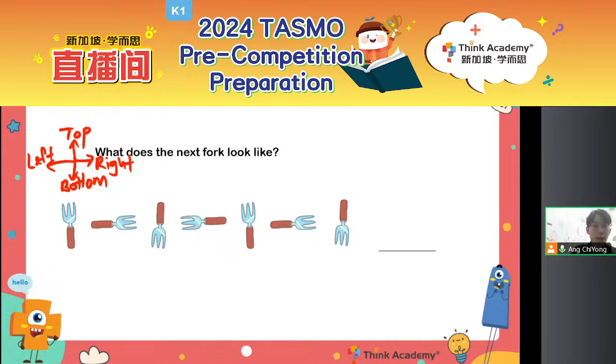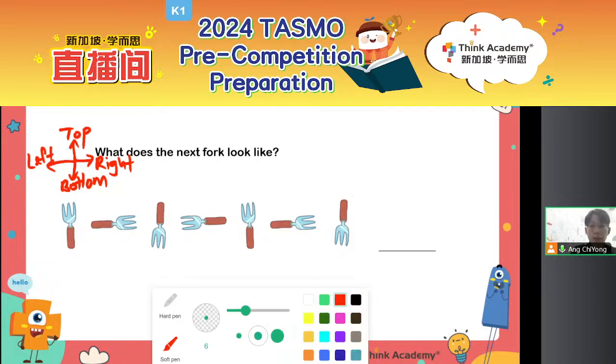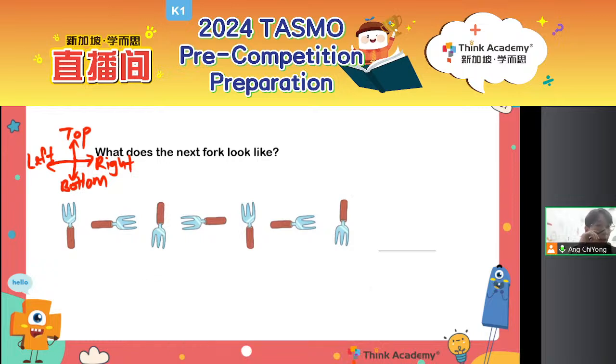Now, what about the second one? What are we looking at? Remember, at each fork, we are focusing on the same thing. We want to focus on the sharp part of the fork. So in the first fork, the sharp part is facing the top. And what about this one? Which direction is it facing? Type in the chats below. Which direction is it facing?